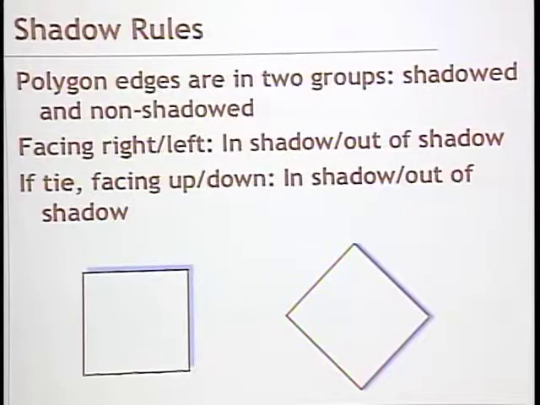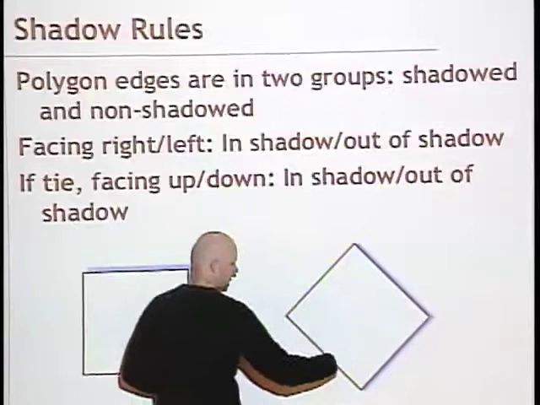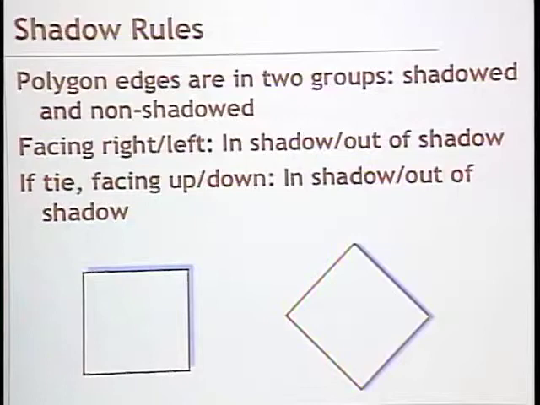When we look here, any edges that point to the right, these edges point to the right, these edges point to the left, we're going to say any edge that points to the right is in shadow. Any edge that doesn't point to the right, or that points to the left, is not in shadow. If you are on a line and you are in shadow, you don't render. You don't generate a fragment. If you're on the line and you're not in shadow, you do generate a fragment.